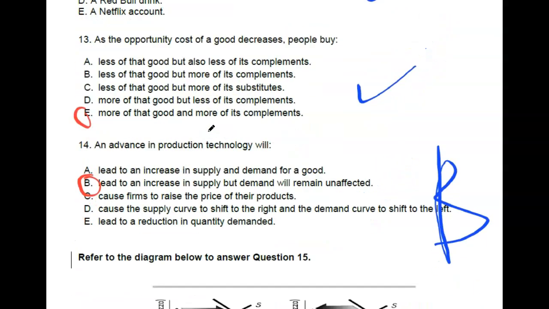As the opportunity cost of a good increases, people will buy... decrease. So anytime you think of opportunity cost decreasing, that is good. So obviously people buy more of that good and more of its complements. What are complements? It's basically items that go with the good. Let's say cold drink and burger. If somebody buys a cold drink, they most likely buy a burger, right? So if the opportunity cost of one good decreases, people buy more burgers. Logically, if people buy more burgers and people buy cold drink with burgers, then people buy both. Okay? So it'll increase.